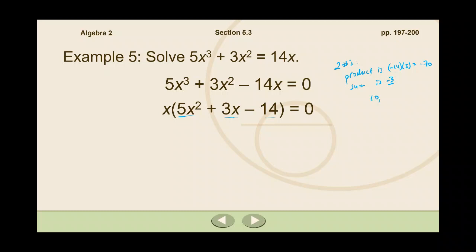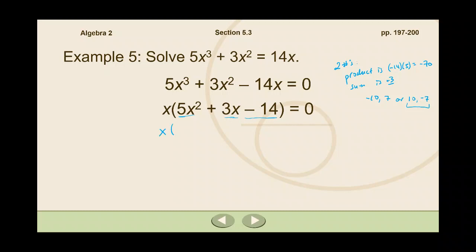We can take 10 times 7, but since this constant term, 14, has a negative sign in front of it, one of these factors will be negative. So I have to take negative 10 and 7, or I could take positive 10 and negative 7. Which one of these sets gives me a sum of 3? This one does. So let's try to work this out.